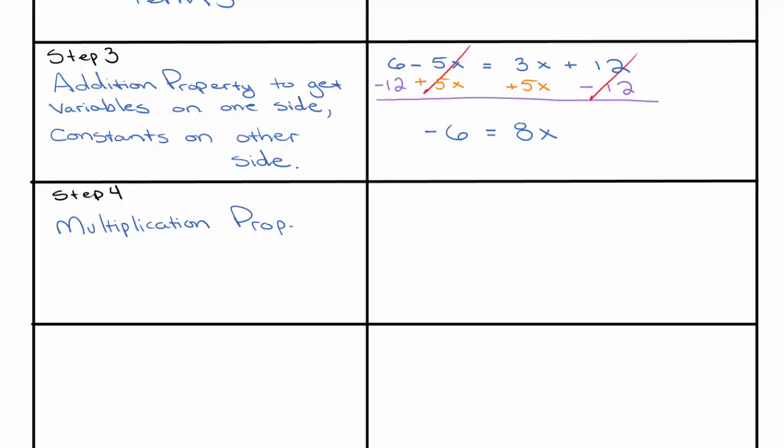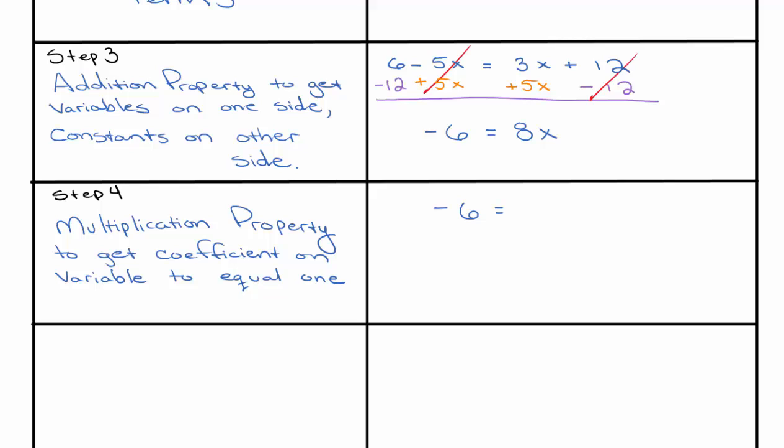So that's the multiplication property to get the coefficient on the variable to equal 1.